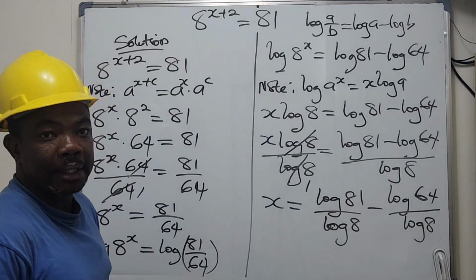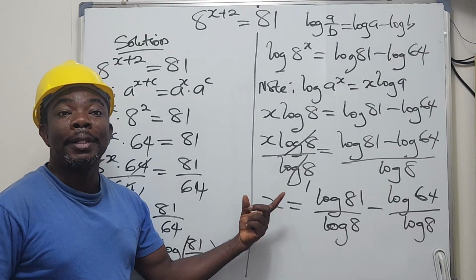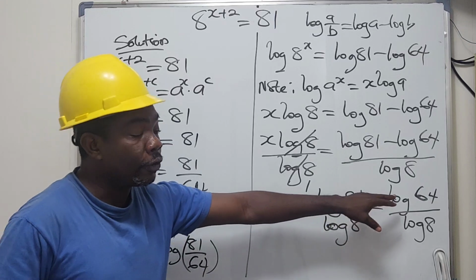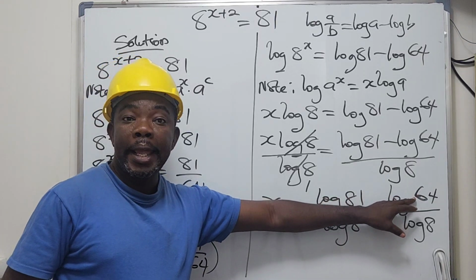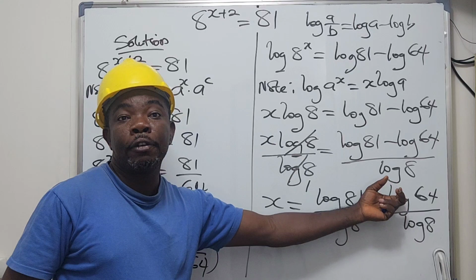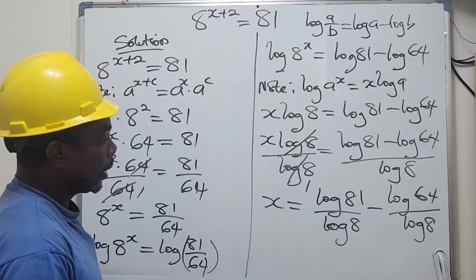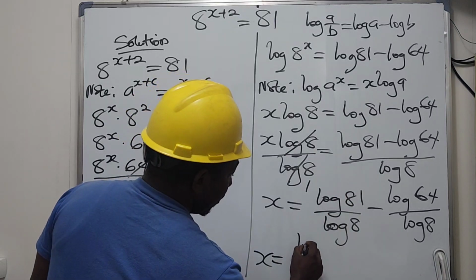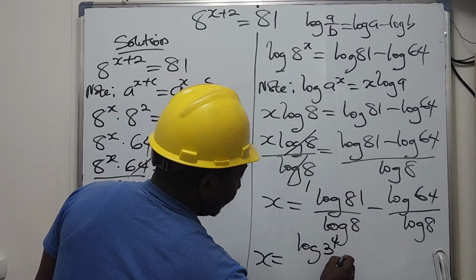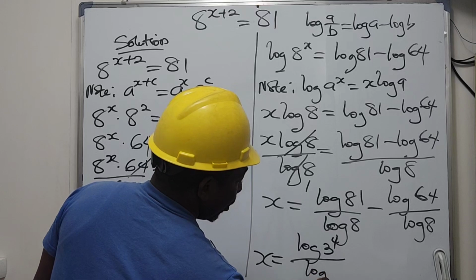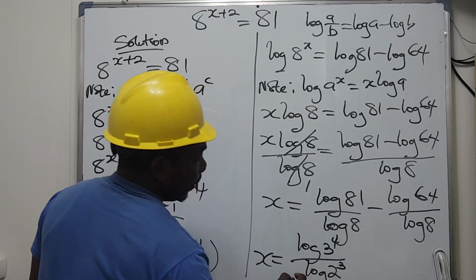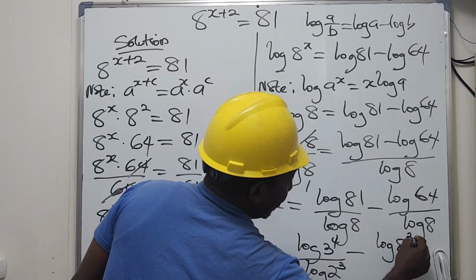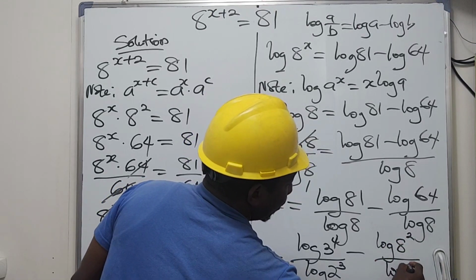81 can be written as 9 to the power of 2 or 3 to the power of 4. And 8 can be written as 2 to the power of 3. And also 64 can be written as 8 to the power of 2 or 2 to the power of 6. So in this case, this can be written as x equals log 3 to the power of 4 all over log 2 to the power of 3 minus, here will become log 8 to the power of 2 all over log 8.